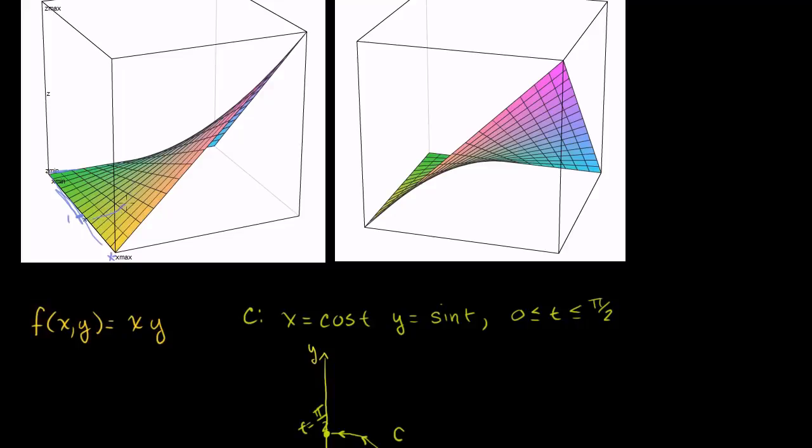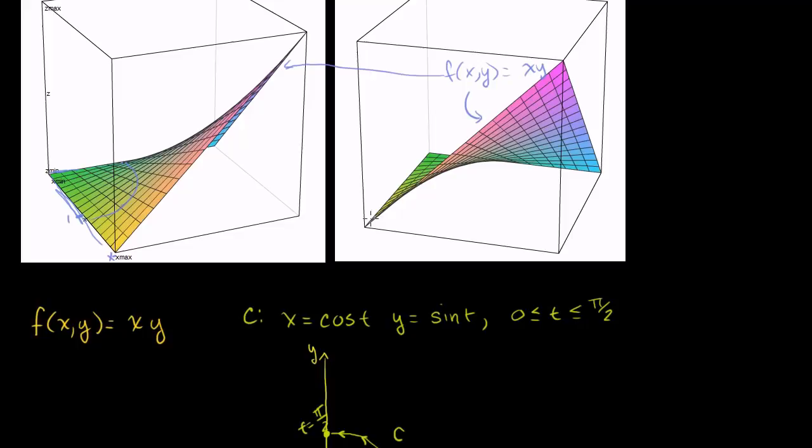Let me see if I can draw it. It would look something like this. This would be on the xy plane. This is the same exact graph. f of x, y is equal to xy. Let me make that clear. This is f of x, y is equal to xy. That's both of these. I just rotated it.